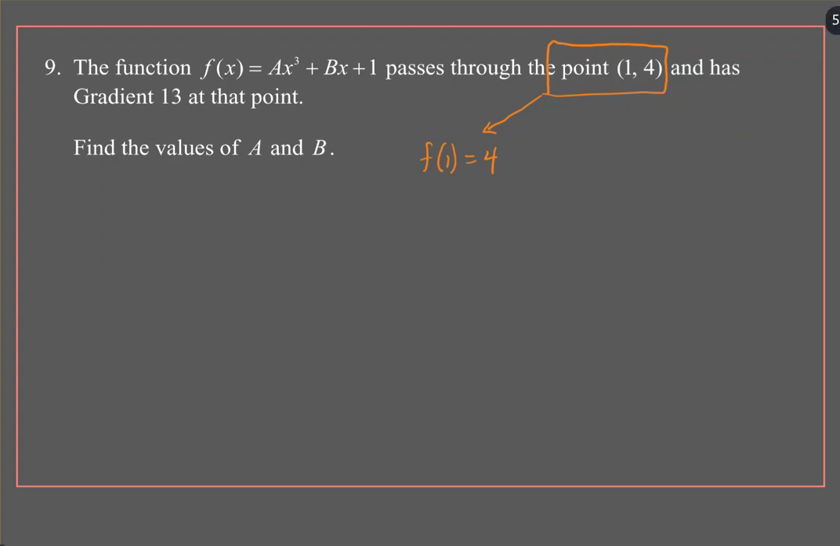Now, the second piece of information that we have here is this gradient. So that tells me that f prime of 1 equals 13. So notice what I've done here is I've written down what the problem is telling me before I do any work whatsoever, right?